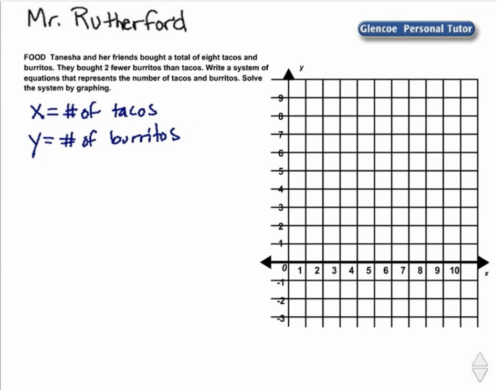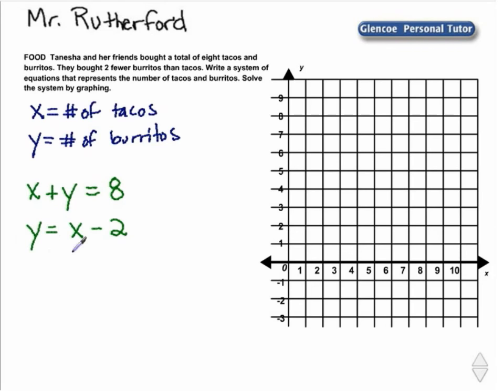Now it says that Tanisha and her friends have bought a total of 8 tacos and burritos. So if we add x and y together, it will equal 8. Notice here in the second sentence it says that they bought 2 fewer burritos than tacos. So that means that we can write an equation, the number of burritos, y, equals x, the number of tacos, minus 2. So now here we have a system of equations. It says that we need to solve this by graphing.